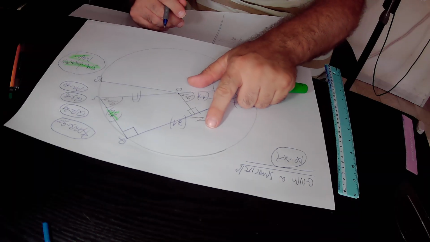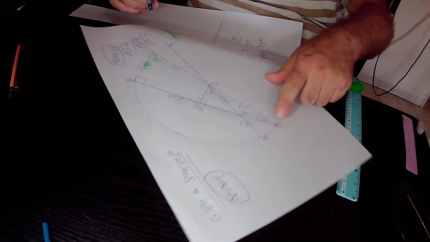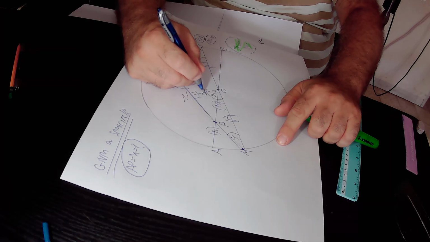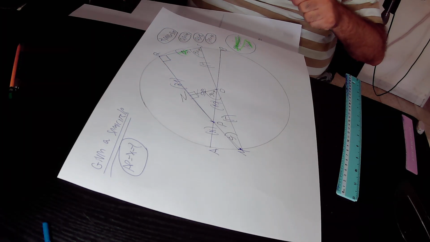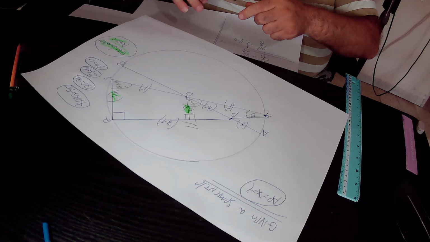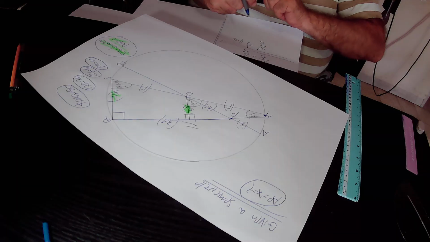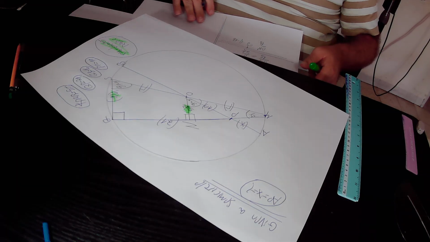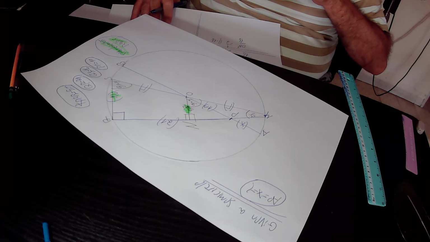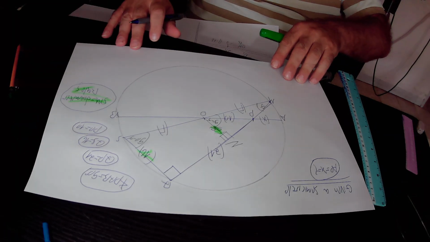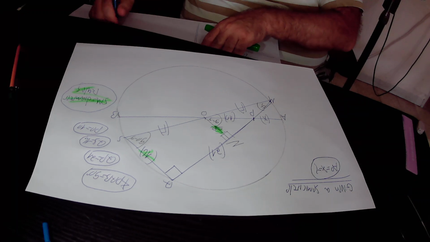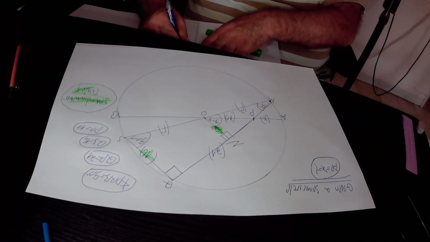This is the missing side ON. This equals 8 units in its length. In the next step, we will do another construction here.